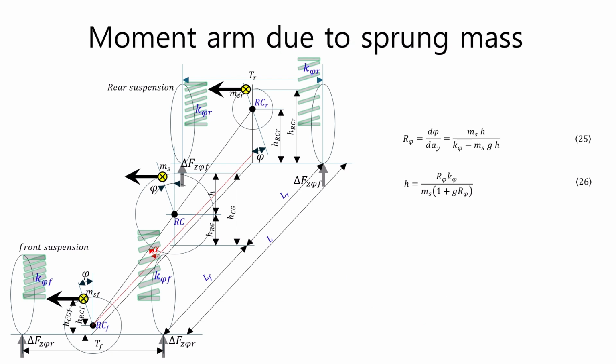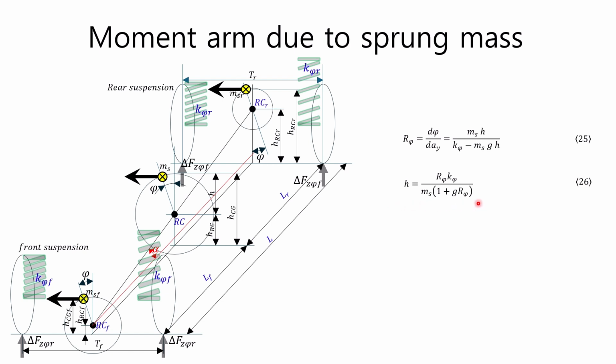From the previously obtained equation 25, the moment arm h for the moment generated by the sprung mass due to the lateral acceleration can be obtained as a function of the roll gradient. In the figure, h represents the distance between the roll center and the sprung center of gravity. The distance h represents the length of the moment arm for the moment generated by the lateral force due to the sprung mass. If equation 25 is rearranged for the distance h between the roll center and the sprung center of gravity, equation 26 can be obtained.